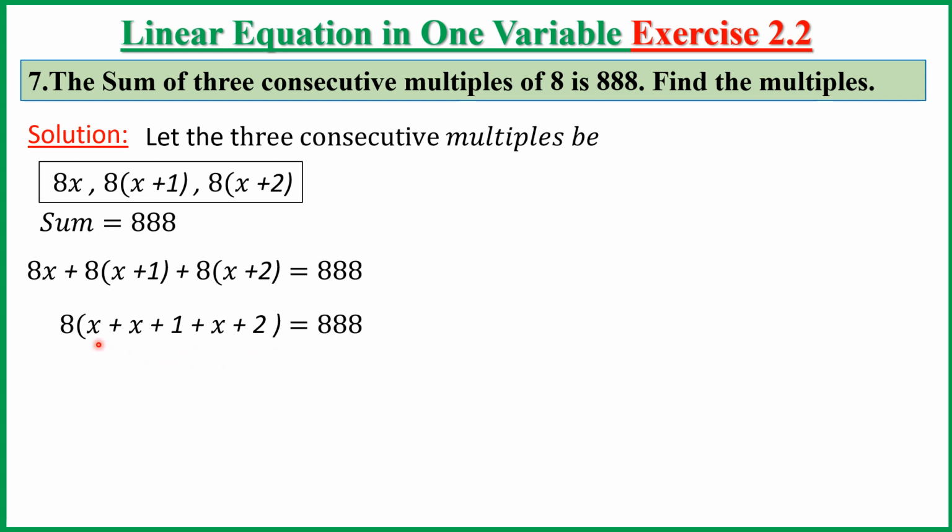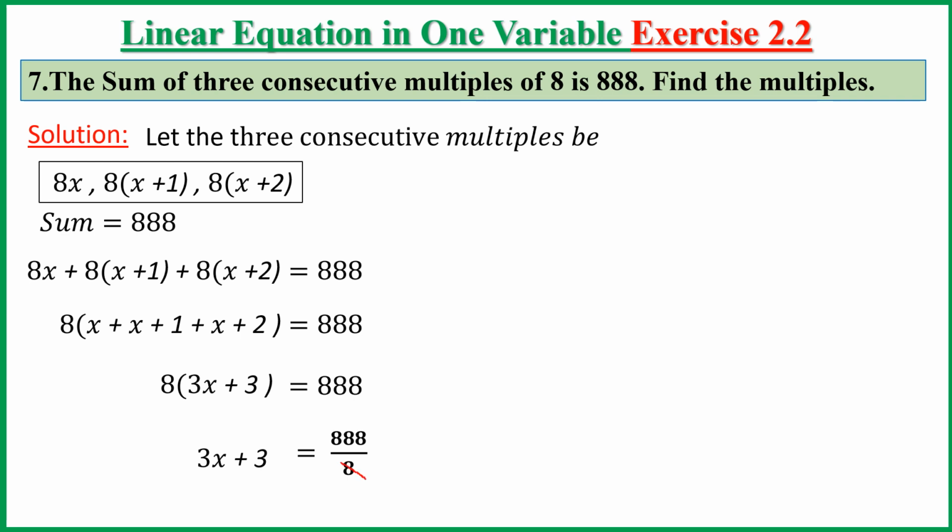So here we have how many x? 1, 2, 3. We have 3x, and 1 plus 2 is 3. So 3x plus 3 into 8 equals 888. So here 8 is multiplied with 3x plus 3, so we can transpose it to our right hand side. So multiplication will become division. So 3x plus 3 equals 888 divided by 8.